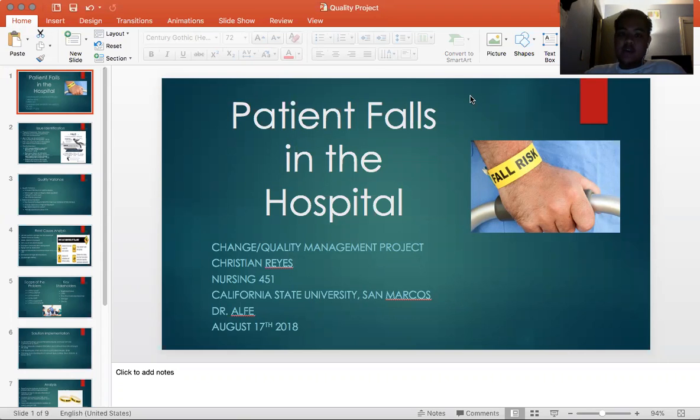So the project I'll be talking about is patient falls in a hospital. Basically, falling is part of the aging process. It's inevitable. As you become elderly, you'll be at a higher risk. But our main concern is preventing any falls that can happen and minimizing them as much as we can.